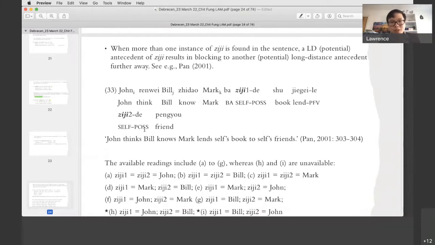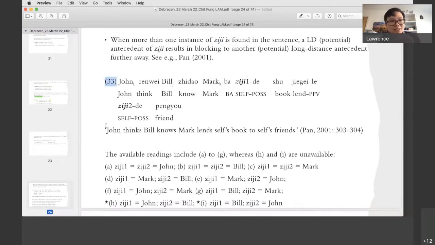The last blocking effect I'll introduce here is quite a complicated one. When there is more than one instance of ziji in the sentence, the long distance potential antecedent of one ziji blocks another potential long distance antecedent further away. What do I mean? Example 33: John thinks Bill knows Mark lends self's book to self's friends. This sentence is given by Pan 2001.